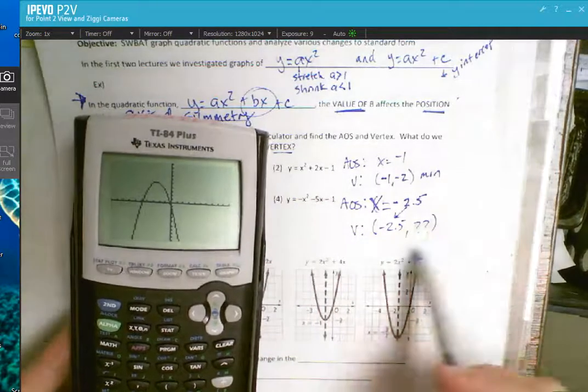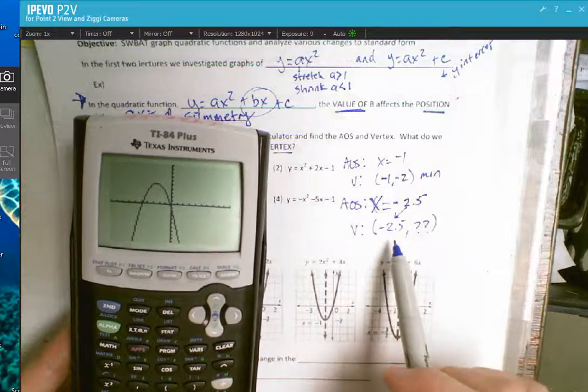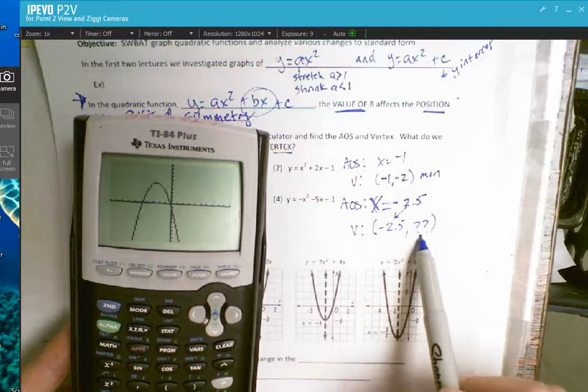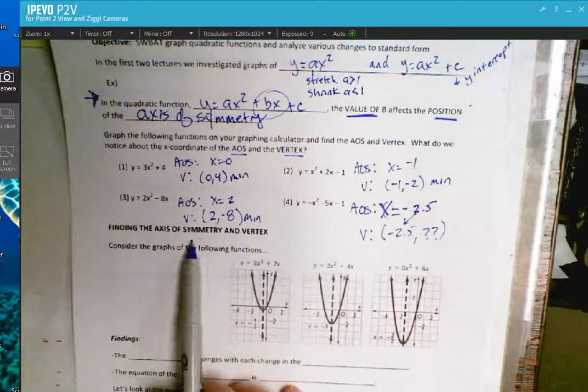And the reason we want to start looking at how we can do this without graphing it, there's got to be another way I can figure out what my vertex point is. And that's what we're going to work on today. So let's take a look at finding the vertex and the axis of symmetry.